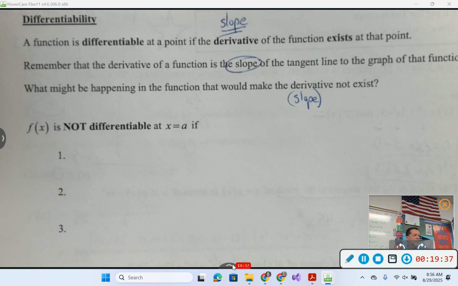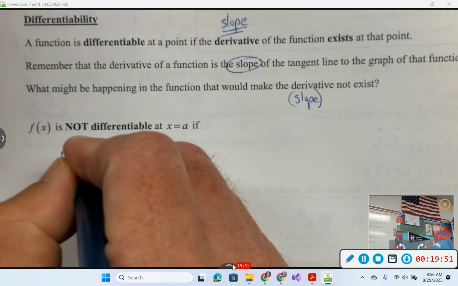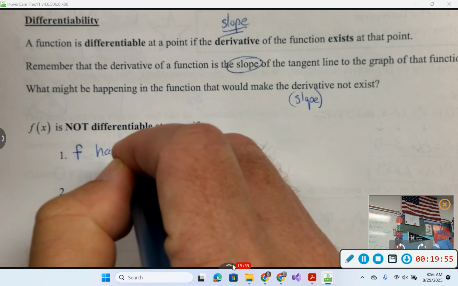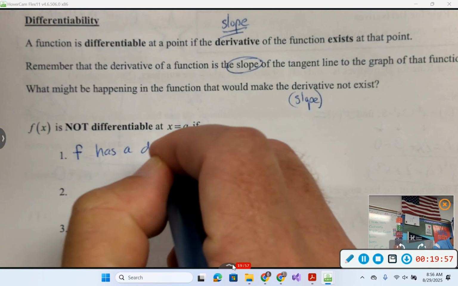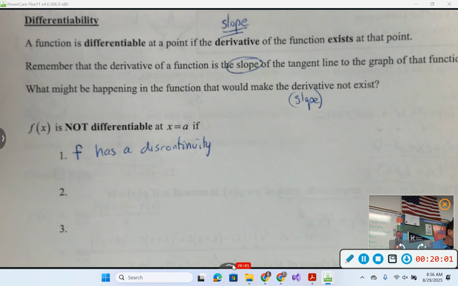0. What do you mean, like a zero slope? But that's a slope equal to 0, and that's okay, if that's what you're talking about. The first one is so simple no one even thinks about it. But if f has a discontinuity, can't be a slope at a discontinuity.